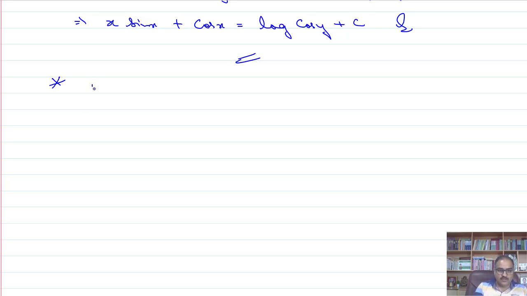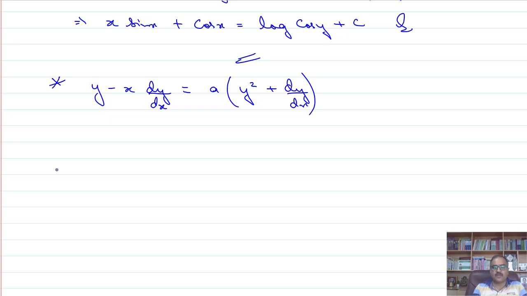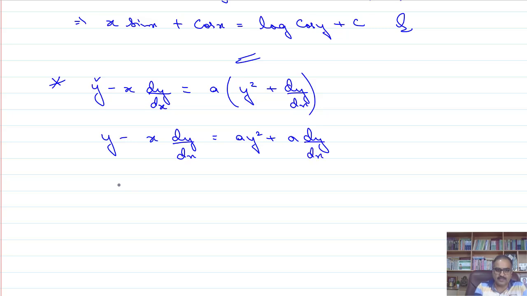So the question is, solve y minus x dy by dx is equal to a times (y square plus dy by dx). ये डिफरेंशियल इक्वेशन. अब यहाँ पे देखो हर टर्म जो है एक्स वाई में कोई टर्म नहीं पड़ी हुई. सो पहला स्टेप क्या होगा, मुझे सारी ब्रैकेट एक्सपैंड करनी है एंड देन आई विल सेपरेट द वेरिएबल्स. So it will be y minus x dy by dx is equal to a y square plus a times dy by dx. तो मैं dy by dx सारा कंबाइन कर रहा हूँ.